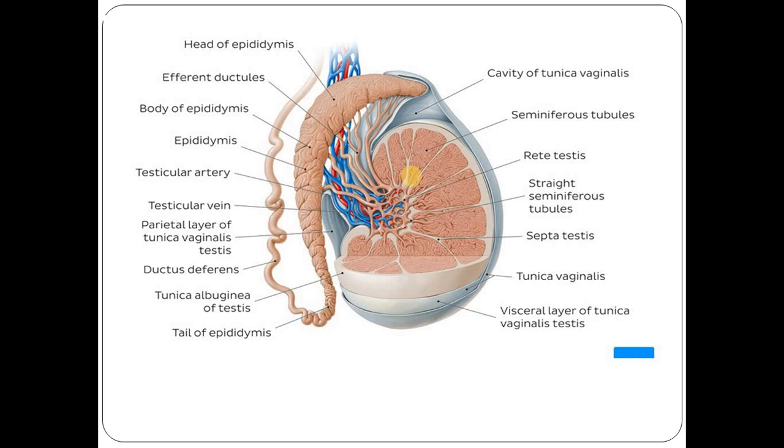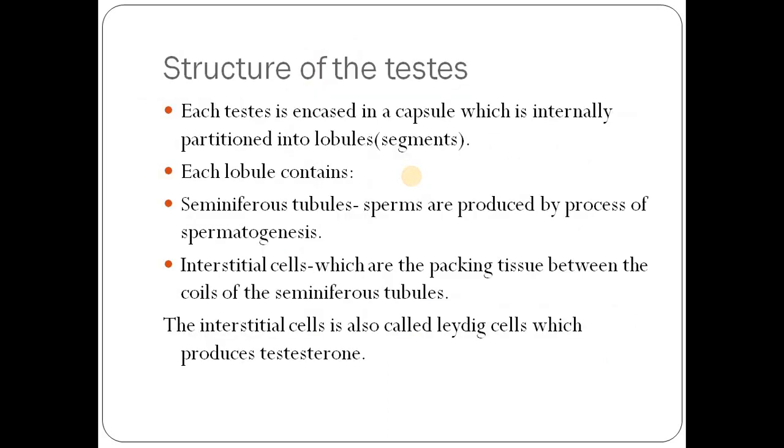The next part that we will see in each lobule is our interstitial cells. In between these seminiferous tubules, whatever space is filled is occupied by a special type of tissue called your interstitial cells, which are further known as your Leydig cells. The main function of these Leydig cells is to produce the most important male hormone. The name of that hormone is testosterone. What is it? Testosterone.